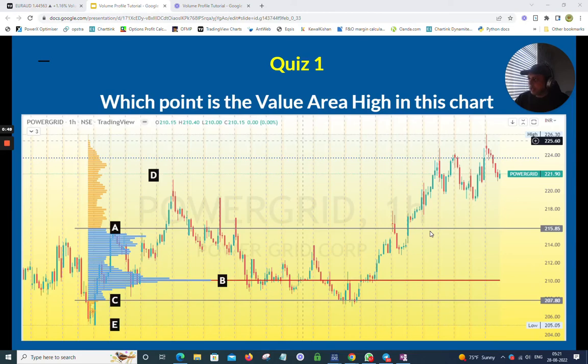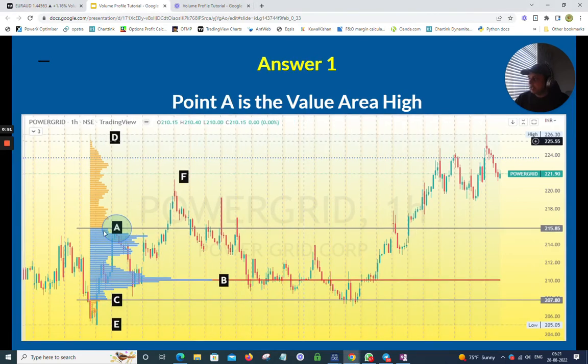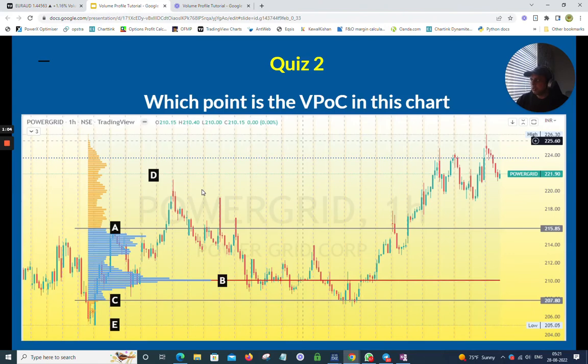So I hope you have your answer. Well, the answer is A. This is the value area high. This is the value area, and this is the high point of the value area, which is called the value area high. So there you have the answer. I hope you got it right. Not a difficult one. Let's go to quiz 2.